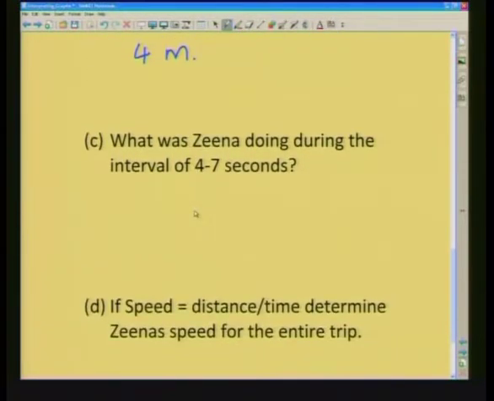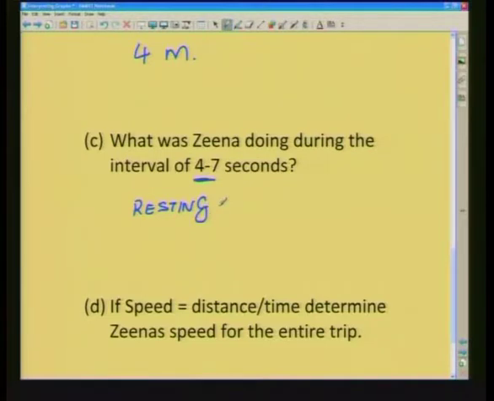Part C. What was Zena doing during the interval from 4 to 7 seconds? We don't even have to look at it. I've repeated it time and time again now. 4 to 7 seconds, nothing was happening. Her distance wasn't changing, so she was resting.